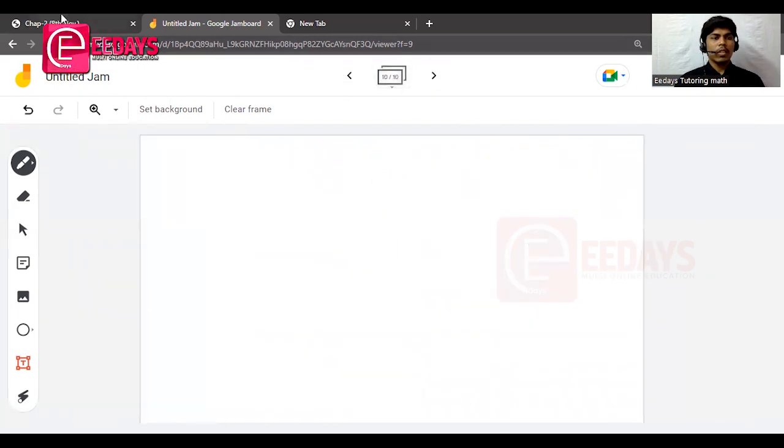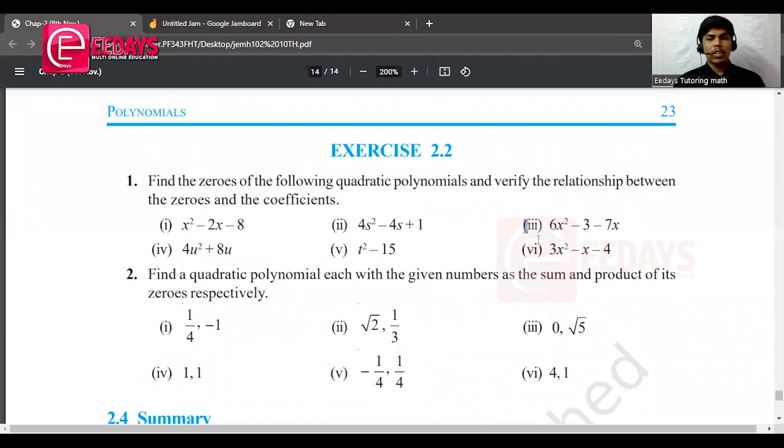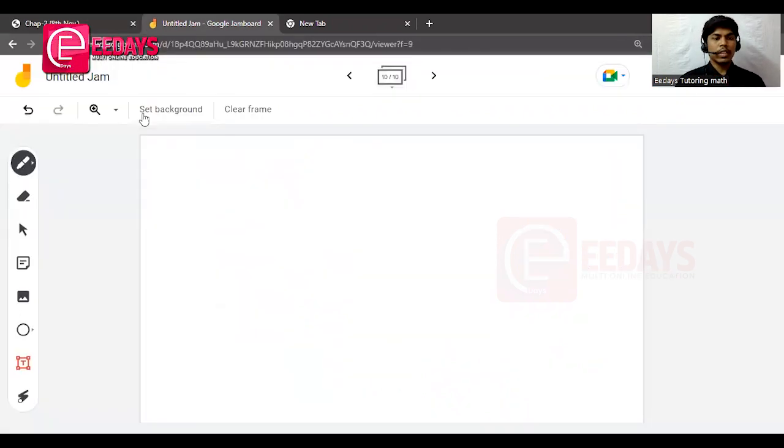All right. Now let's start the fourth one. 4u square plus 8u is equal to 0.